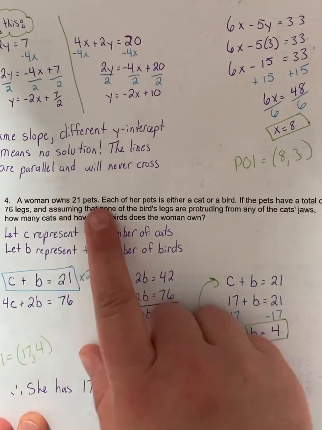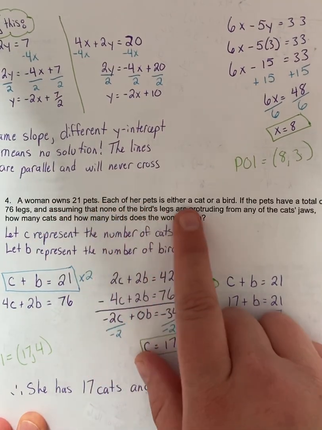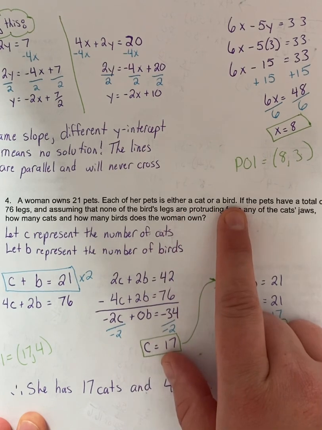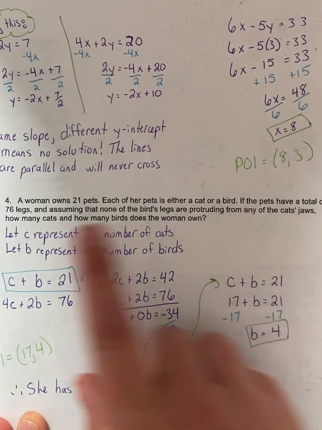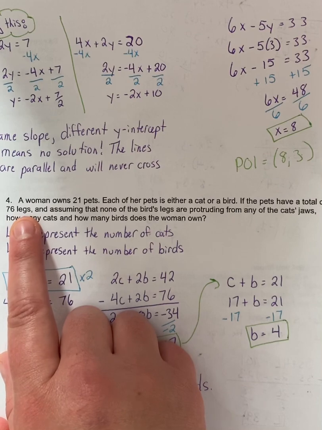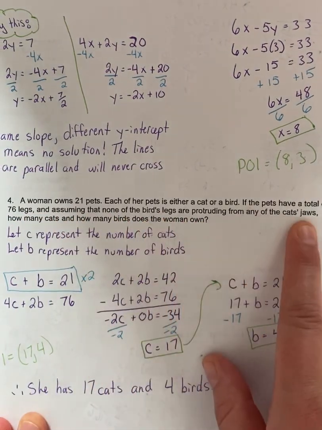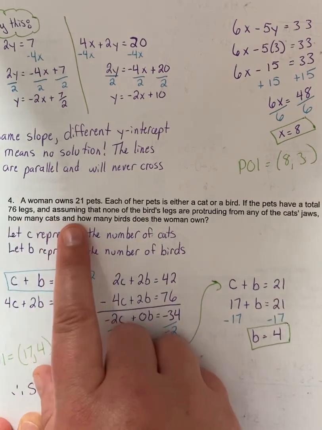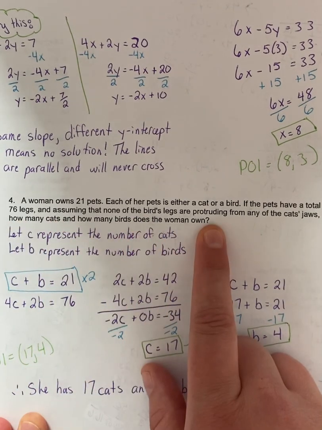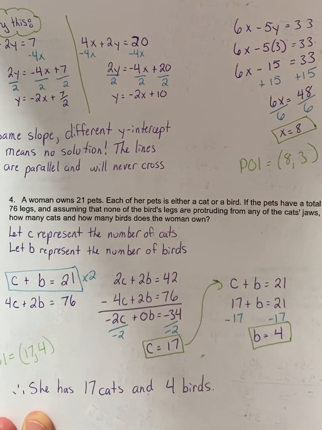Okay, so a woman owns 21 pets. Each of her pets is either a cat or a bird. Meow. If the pets have a total of 76 legs, that's a lot of legs, and assuming that none of the bird's legs are protruding from any of the cat's jaws, how many cats and how many birds does the woman own? So, first thing we're going to do, let statements.